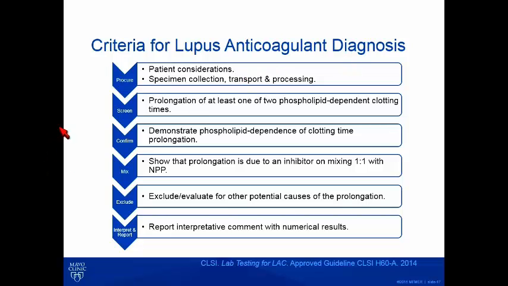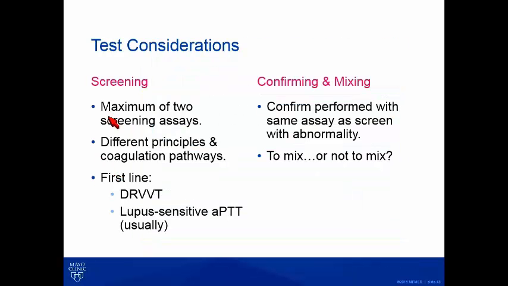So moving on to the laboratory testing steps, the screen, confirm, and mix steps. So screening, what's recommended is doing a maximum of 2 different screening assays. If you do more than 2, you increase your risk of false positives. If you do only 1, the test you're using might not be sensitive to lupus anticoagulant and you could miss it. It's recommended that you select tests that are based on different principles in different areas of the coagulation pathway. Typically, the first-line tests selected are the dilute Russell viper venom time, and then usually a lupus-sensitive APTT or something else based on the intrinsic pathway.